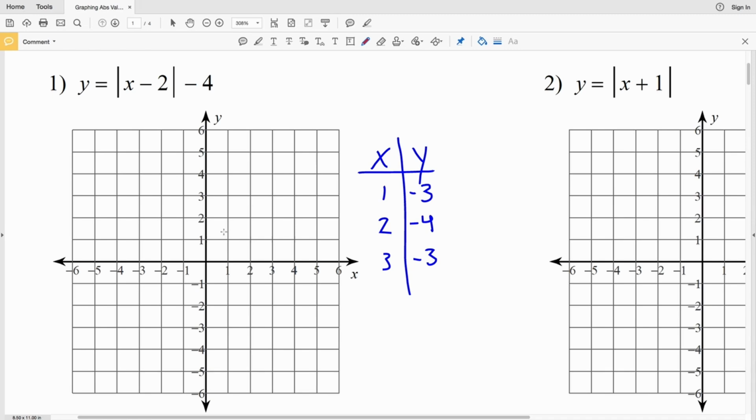Now let's plot those. We have 1, negative 3, 2, negative 4, and 3, negative 3. And just like that, we'll be able to now draw our lines.